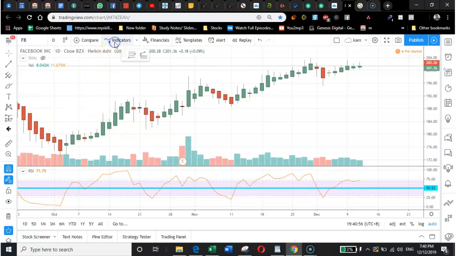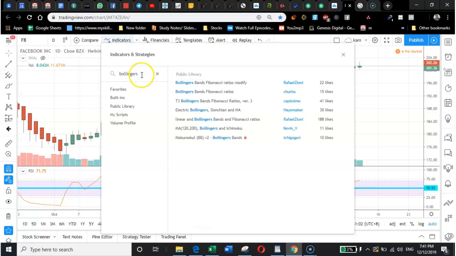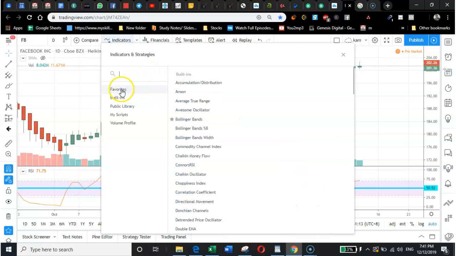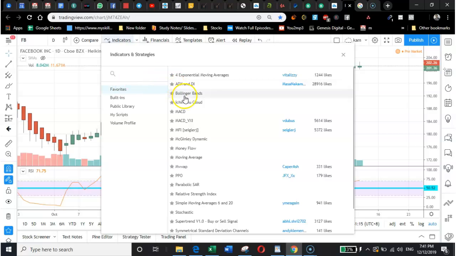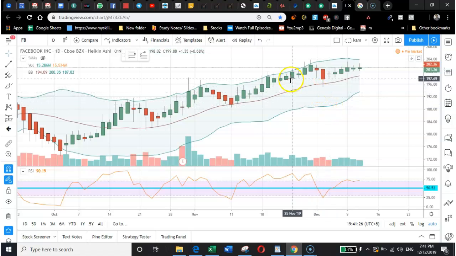All right, so let's bring it up. We go to indicators and we type Bollinger Bands, and there you go. Then you click a star here so that it gets added to your favorites, so that next time you just go to your favorites and you can choose Bollinger Bands.